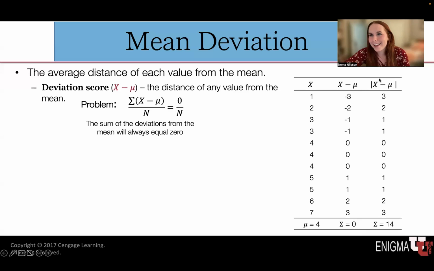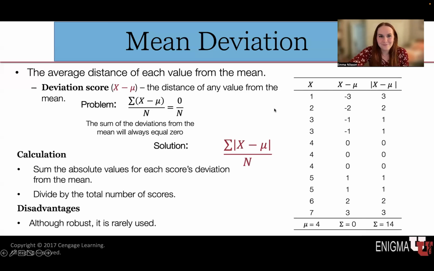So what we do to fix that is we find the distances or the absolute value from the mean instead. So instead of saying that we're going to take -3, -2, 1, 1, you're going to take the absolute value, so just the distance. And that solves that problem. Our numerator is now no longer 0. So how we calculate this is we sum the absolute values for each score's deviation from the mean, and then we divide it by the total number of scores.